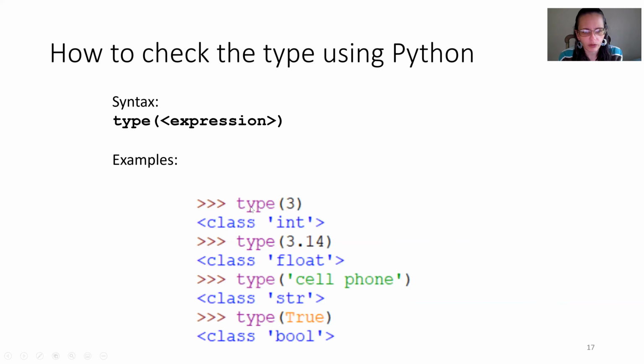So for example, if we do type of 3, this will tell us that this is an integer. Type of 3.14 will tell us it's a float. Now, how do we know? Well, this one doesn't have any decimal value and this one does. Next, we're going to do type of this cell phone in quotes, and it tells us it's a string or text. And we also do type of true. This is a Boolean, and it tells us it is class bool.